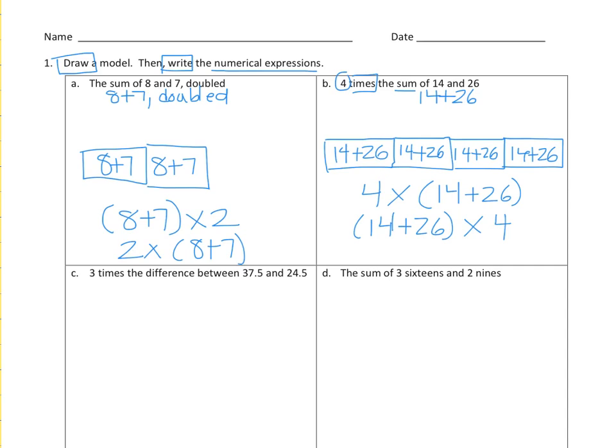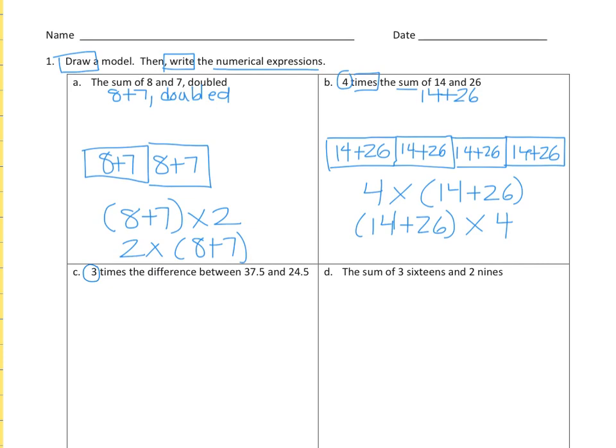Okay, 1C says 3 times the difference, and the difference is the opposite of the sum, so it's subtraction. The difference between 37 and 5/10 and 24 and 5/10. So that means we're going to be doing 37 and 5/10, take away 24 and 5/10, and then we're going to be doing that 3 times. So I'm going to quickly write the first thing that I would do, 37 and 5/10, take away 24 and 5/10, put that in a rectangular figure, and I'm going to do it 2 more times for 3 times total.